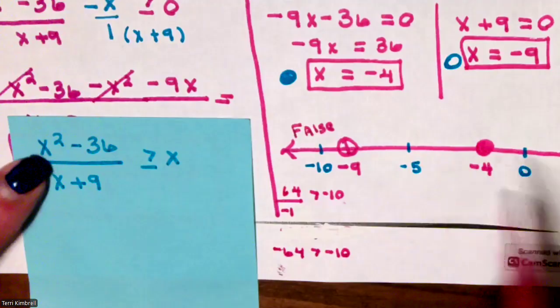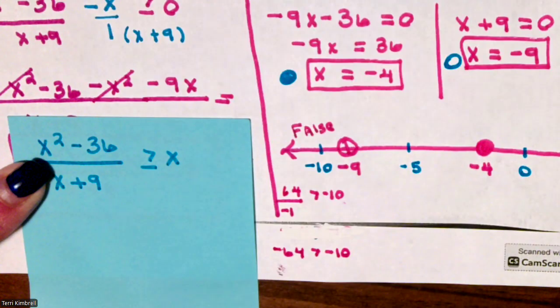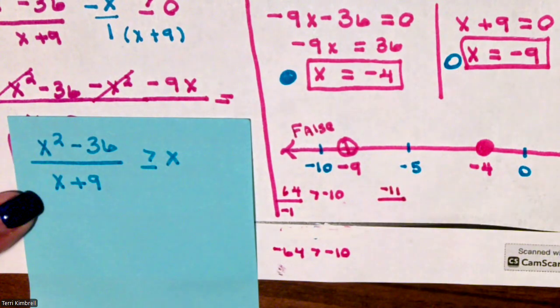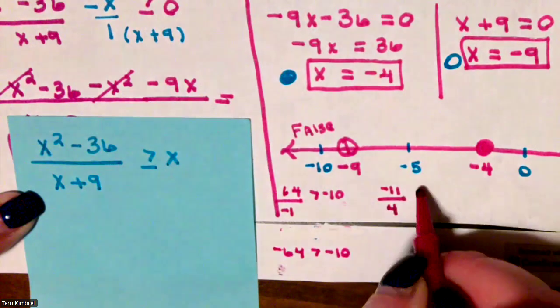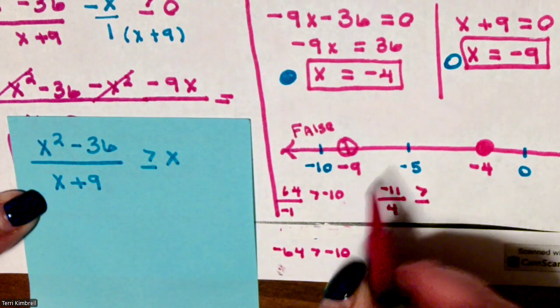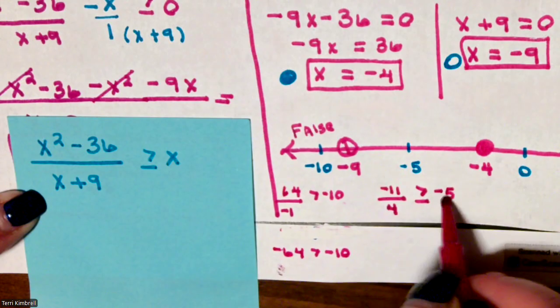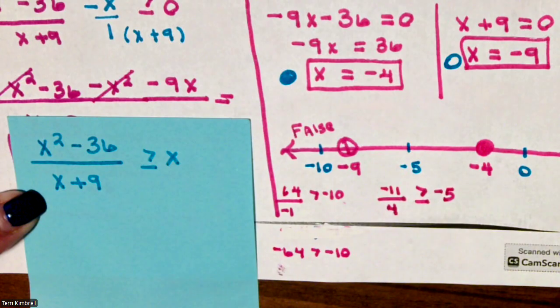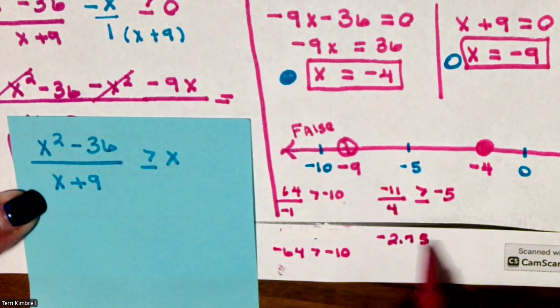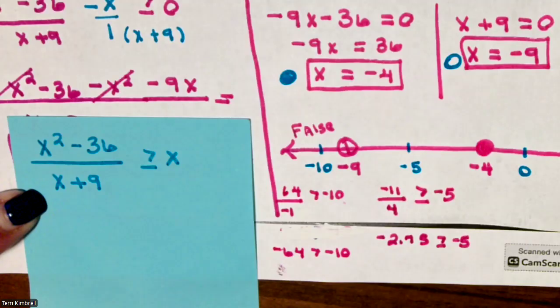And then we have -5. So we would have 25 minus 36, which would be a -11. -5 plus 9 is 4. And we're asking ourselves if that's greater than or equal to -5. So -11 fourths is going to be -2.75. And that is going to be bigger than -5.